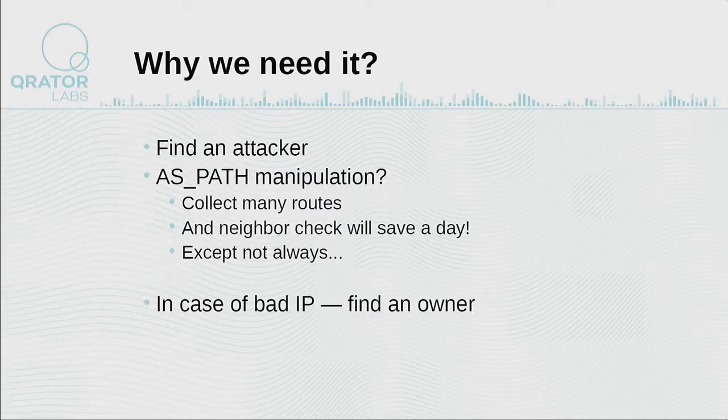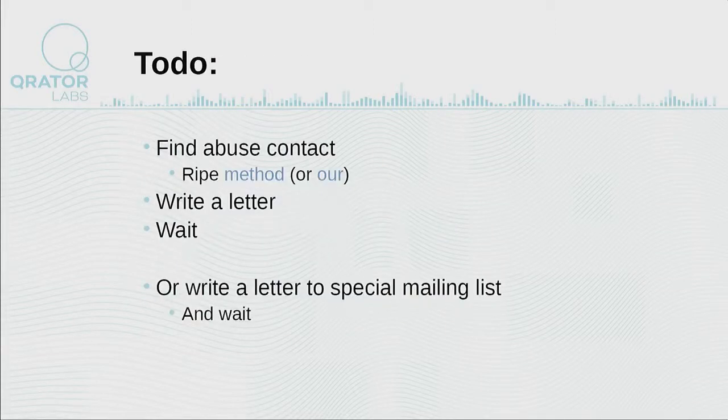And if you have enough routes, you can find out that, yeah, this is an attacker. And this is a bad guy. And something should be done with him. What can be done with him? First of all, you can write a complaint about him using an abuse contact and wait.